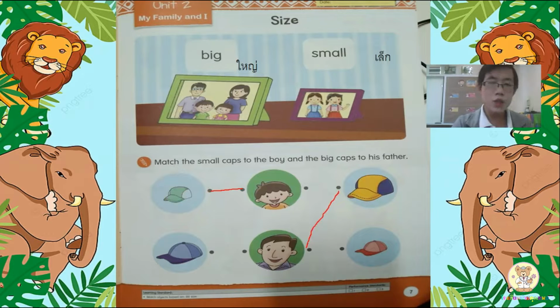Okay, next you can see the blue cap over here. The blue cap is big as well. So we need to draw the line to his father. And finally, we draw the line to the small boy. Okay, so this is the answer. I want all of you to understand the difference between big and small. If you understand big and small, we're going to move to another page.